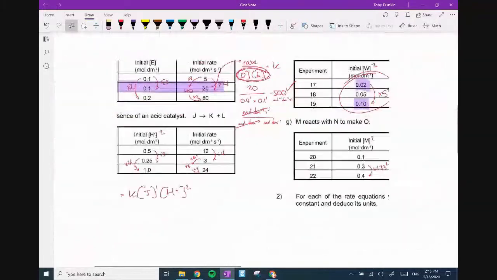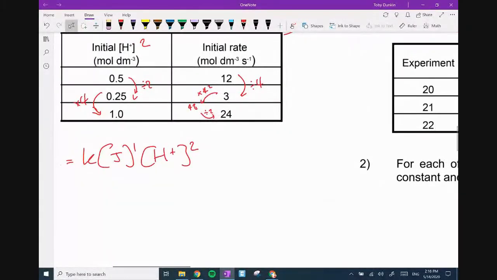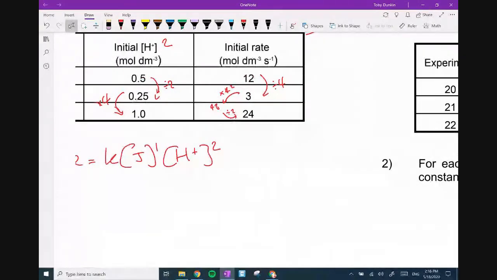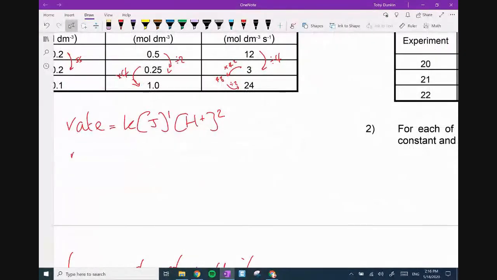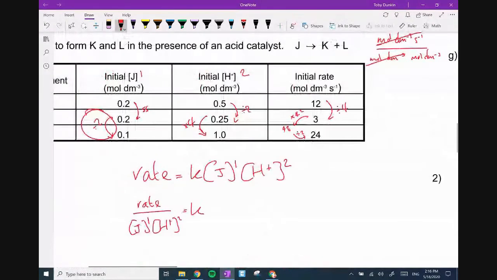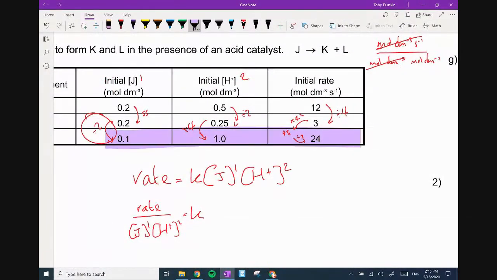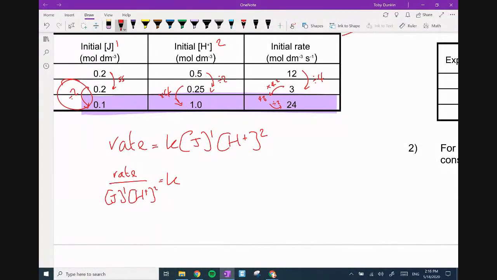Right, rate equations down here. Oh, units are going to be different. Good. First step, reorganize. Rate divided by j to the power of 1 and h plus to the power of 2 gives k. Right, choose a set of data. Choose the last one this time. As long as it's a full data string, we're good. So rate is 24 over j at 0.1 to the power of 1 and h plus of 1 to the power of 2 gives me k.